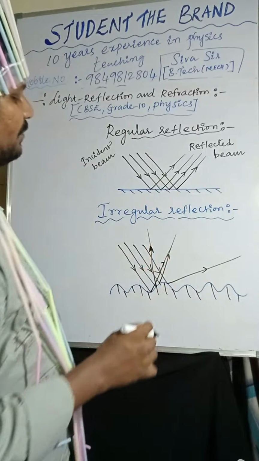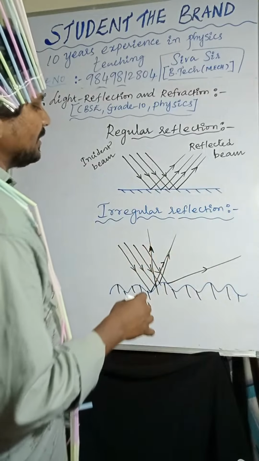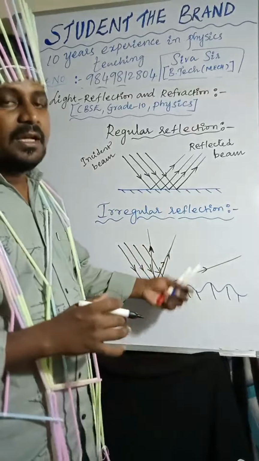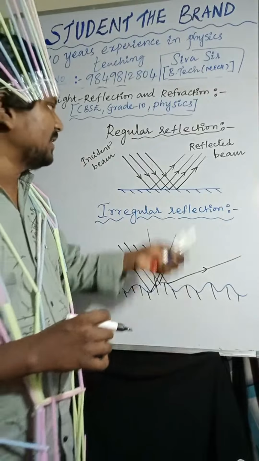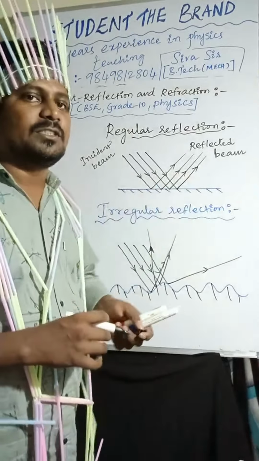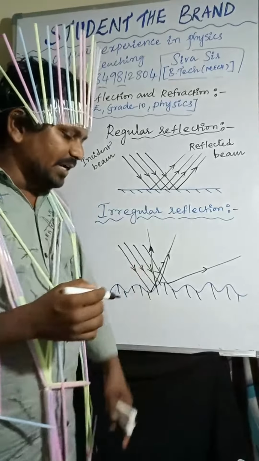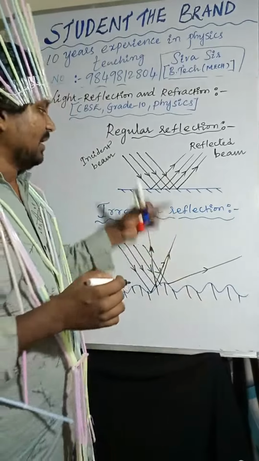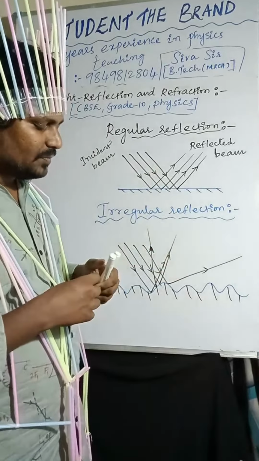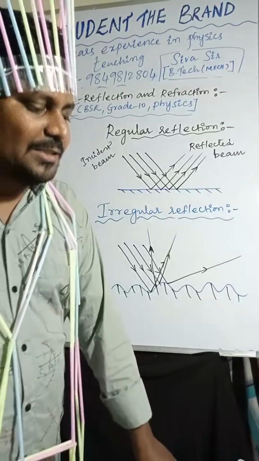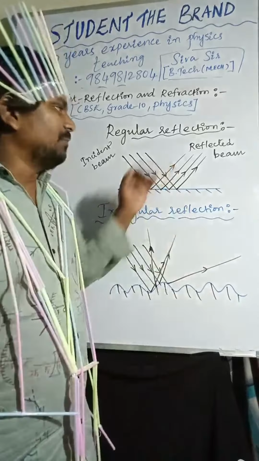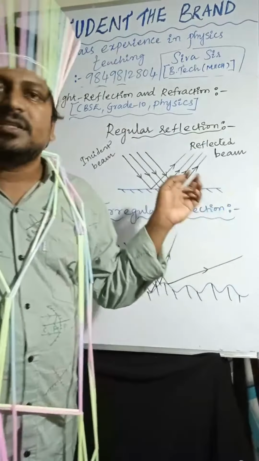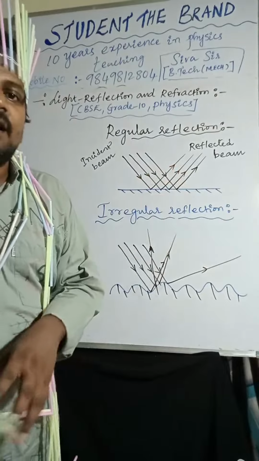In irregular reflection, the reflected light rays are not parallel to each other. Irregular reflection takes place on a rough surface, and regular reflection takes place on a smooth surface. For irregular reflection, we can take a book or a wall as an example. Regular reflection takes place on a smooth surface, such as a plane mirror and still water. So this is about regular reflection and irregular reflection.